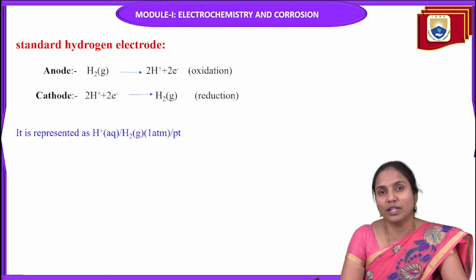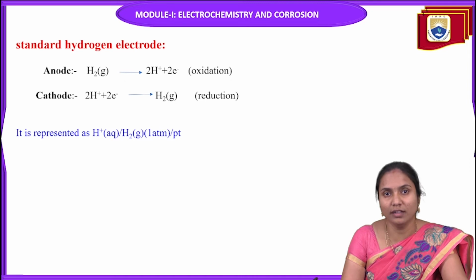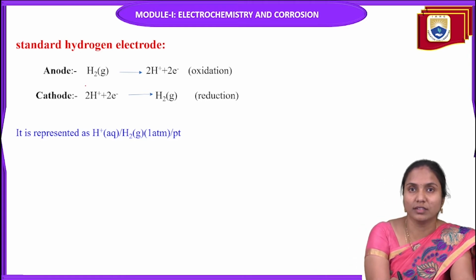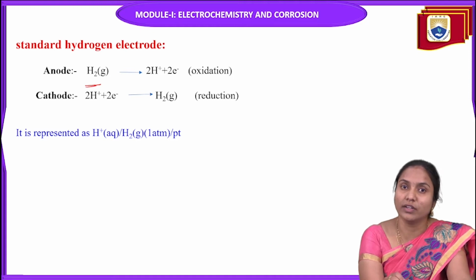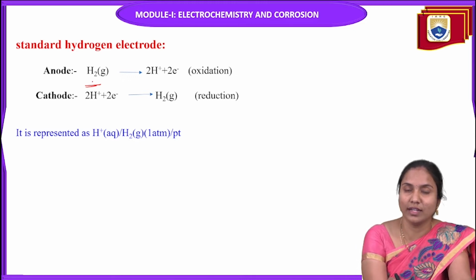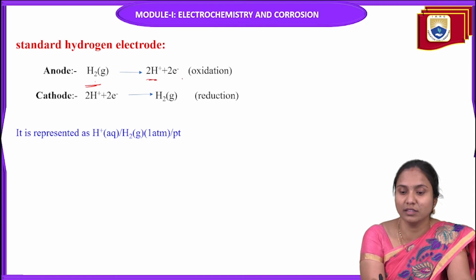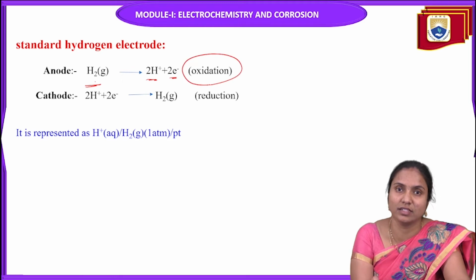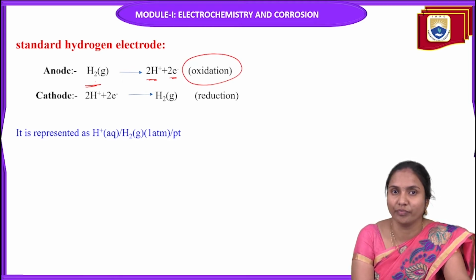This standard hydrogen electrode can act as anode or cathode, depending on the nature of the half cell. For example, if it acts as anode, we already know that oxidation reactions take place at the anodic area. So hydrogen gas undergoes oxidation, giving 2 H plus ions and loss of 2 electrons, because oxidation takes place at the anode.